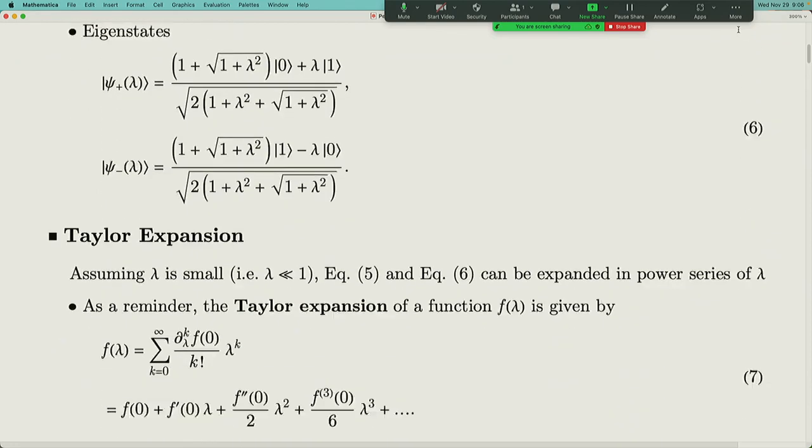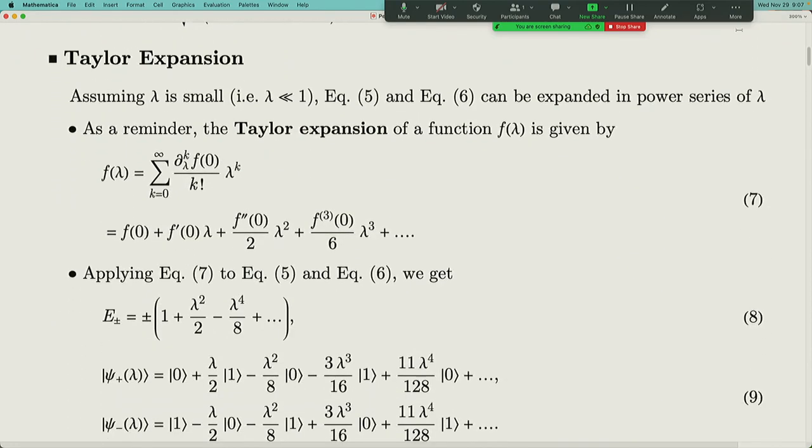So that's why people are very interested in understanding a Taylor expansion of these expressions. Perturbation theory at a very basic level is basically Taylor expansion. That is the fundamental mathematics behind perturbation theory. Assuming lambda is small, meaning that lambda is much less than 1, we can expand the expression of eigenenergy and eigenstate in a power series of lambda.